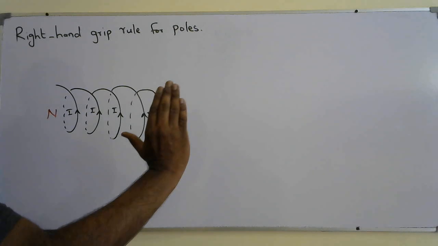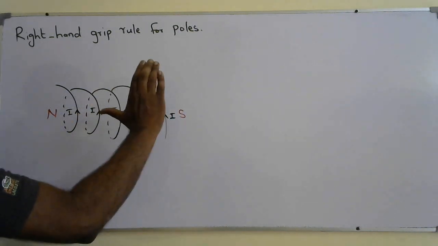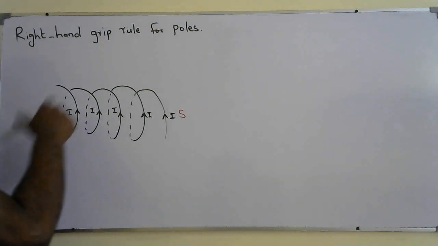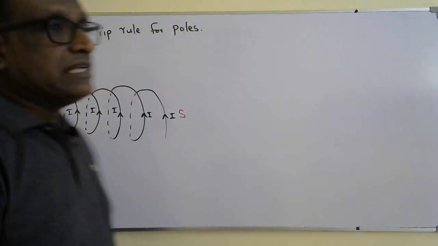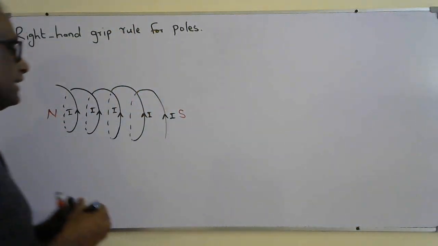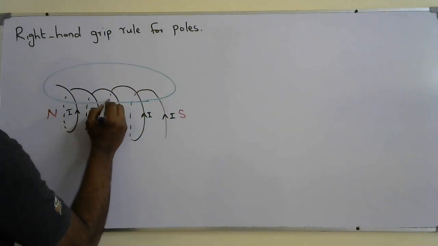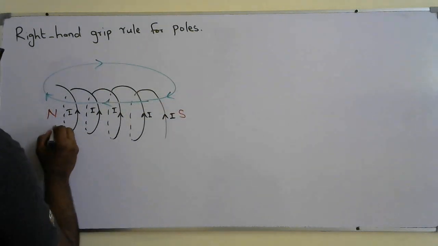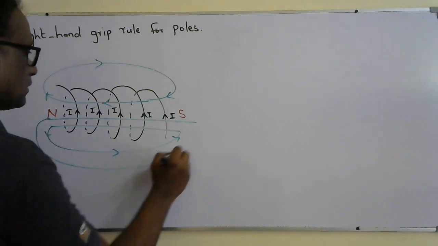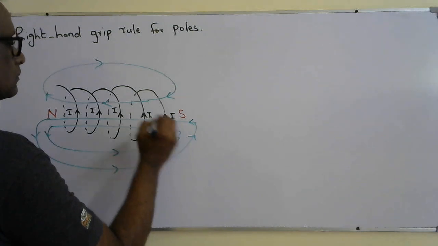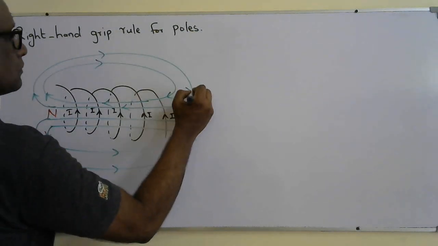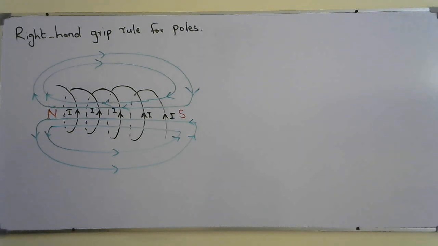Keep the right hand like this. The four fingers indicate the direction of the current on the solenoid. Then the thumb will indicate the north pole. So the magnetic field lines produced by the current flowing in the solenoid will make the left end north pole, right end south pole. The shape of the magnetic field is similar to the shape of the magnetic field produced by a solid bar magnet. So here also the field lines will be like this. This is north pole, so they come out, and this is south pole, so it will be like this. So this is the shape of the magnetic field produced by a current carrying solenoid.